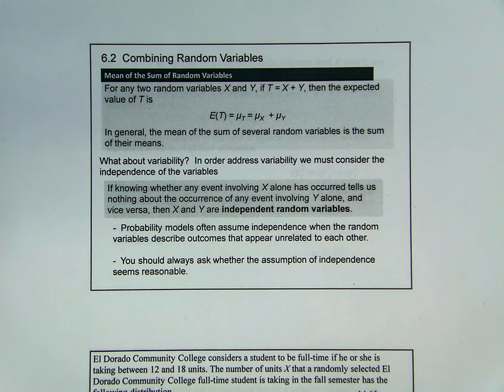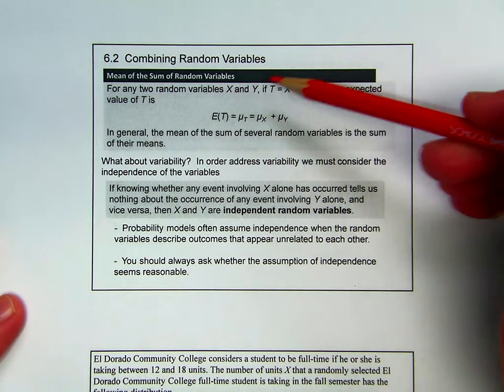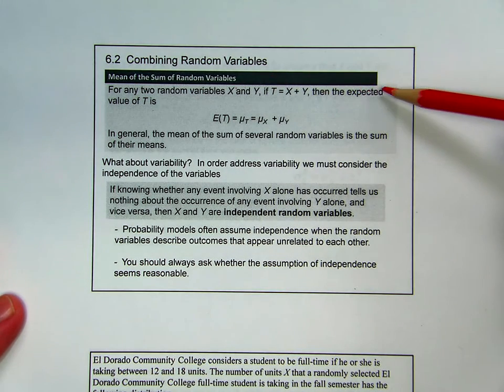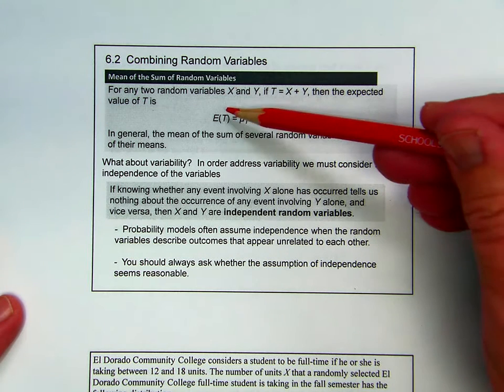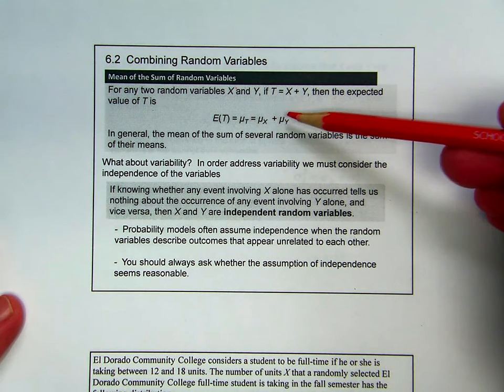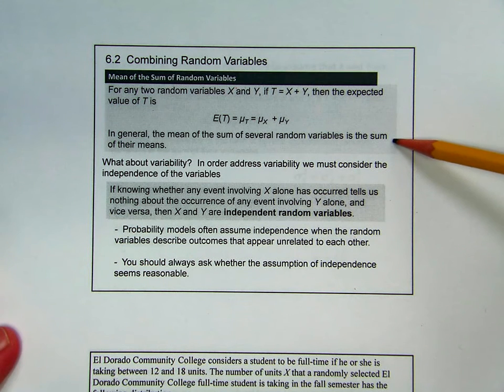This is day 2 of section 6.2, and the concentration today is going to be on combining random variables. For any two random variables X and Y, if T is equal to X plus Y, then the expected value of T, mu sub T, equals mu sub X plus mu sub Y. In general, the mean of the sum of several random variables is the sum of their means.